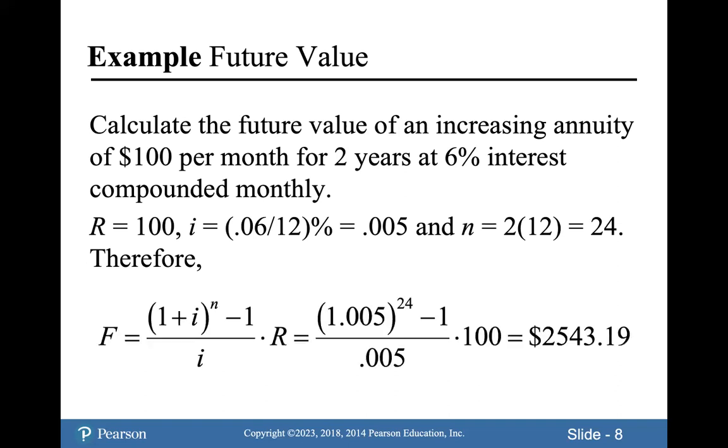Therefore, F is equal to 1.005 to the power 24 minus 1, divided by 0.005, and multiplied by 100, for a future value of $2,543.19. So what I would like to do here is switch over to the calculator and show you how I like to do this on the calculator, because this formula is a little bit more complex.